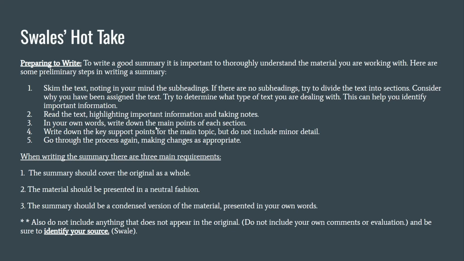You're going to write down the key support points for the main topic, but you don't want to add too many minor details. I don't want to hear about his second cousin twice removed. It's not important to what we're trying to prove, right? If it's not important to the point you're making, you don't need that context. You can go through this process as many times as you need to, making changes as appropriate. There are three main requirements to a summary. It should cover the original as a whole. It should be presented in a neutral fashion, much like Professor Smith said. And the summary should be a condensed version, presented in your own words, so it'd be shorter.